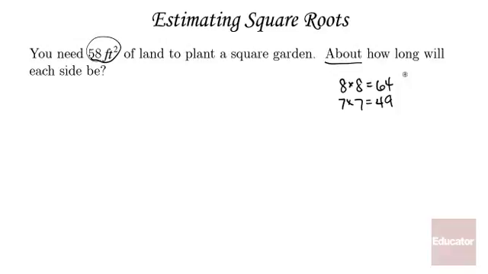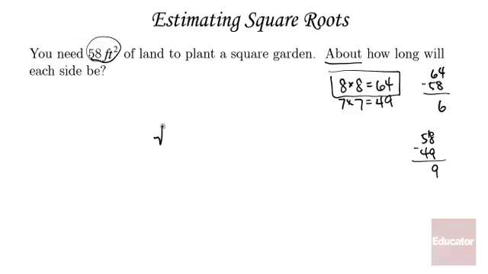So let's see which one is closer. 64 minus 58 gives us 6, a remainder of 6. So 64 is 6 units away from 58. And let's try 58 minus 49. 58 minus 49 is 9. So it seems that this answer is closer.